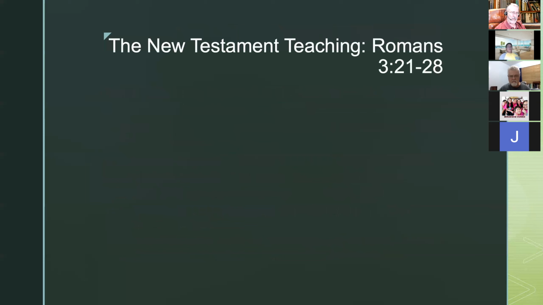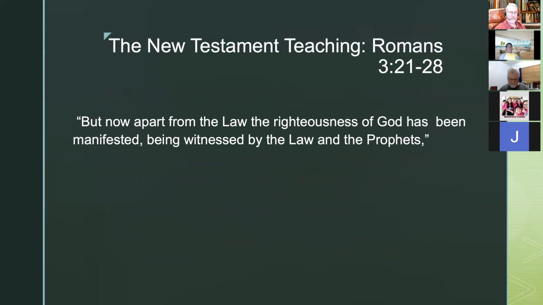Over in the New Testament, Romans 3 is, of course, important. "Apart from the law, the righteousness of God has been manifested, being witnessed by the law and the prophets." So we know that the roots of justification are in the Old Testament, the law and the prophets. What are the standards? Well, God made the standards clear in the law. Well, how about the prophets? Isaiah in particular, but the other prophets to a lesser degree, are an exposition of Old Testament law.